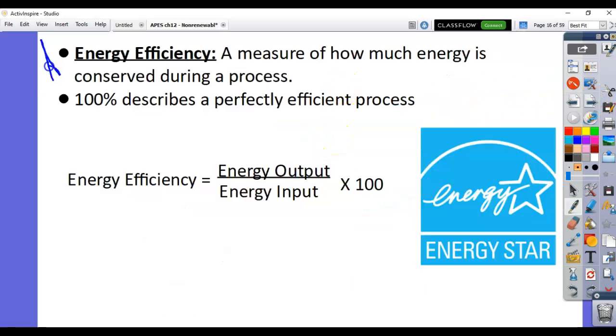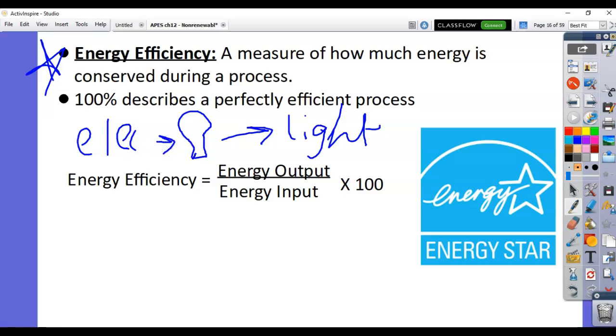So energy efficiency, put a star. They like to do math problems on these. We'll do some math problems. What is energy efficiency? A measure of how much energy is conserved during a process. So how much energy are we using or are we losing during a process? If it was perfectly efficient, right? We have my little light bulb, and then we're converting it from electricity into light.